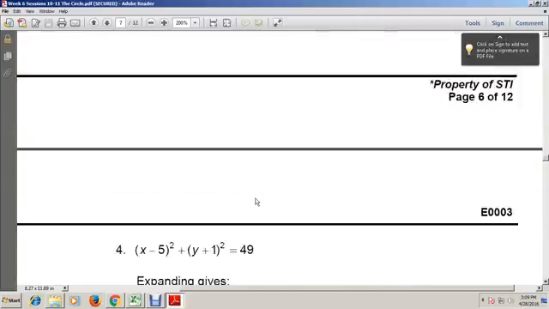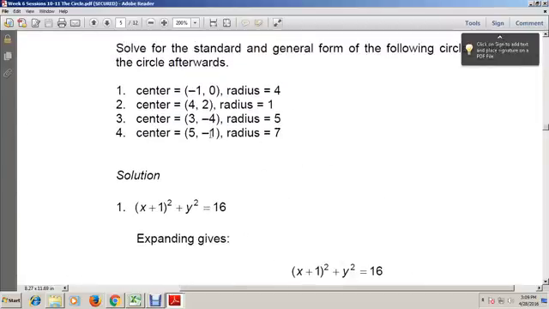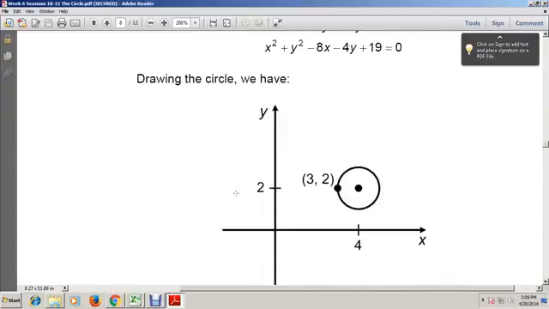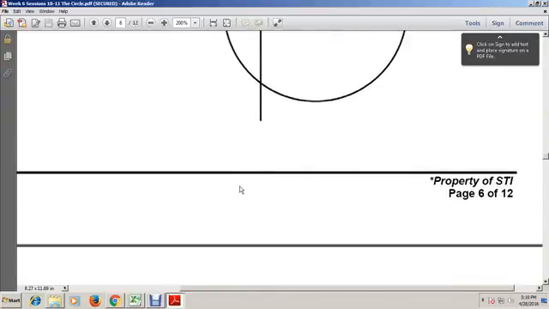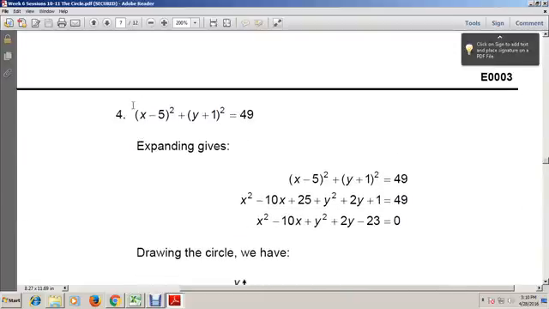Okay, so for the last example, example number 4, we have the center at (5, negative 1), and the radius is equal to 7. The standard form of the equation for the circle with the point (5, negative 1) becomes x minus 5 and y minus negative 1, or y plus 1. So this becomes (x minus 5) squared plus (y plus 1) squared, and the given radius is equal to 7, so 7 squared gives us 49.